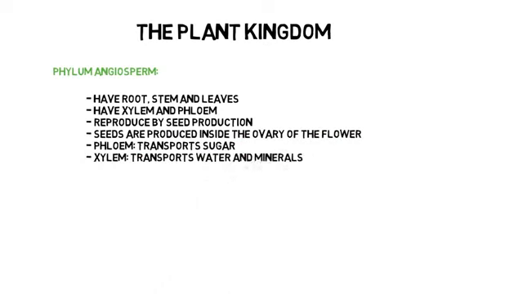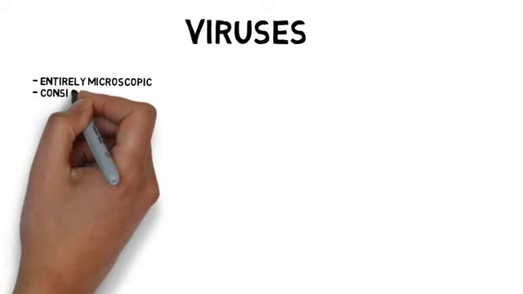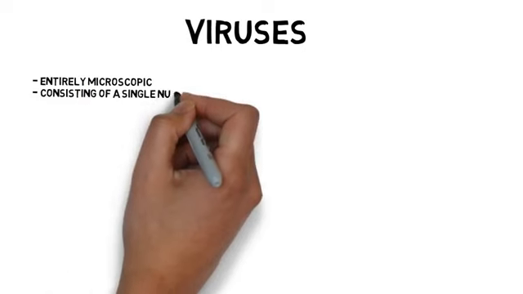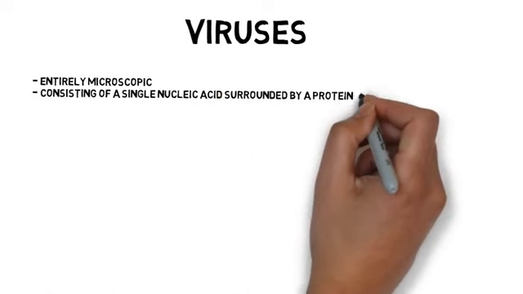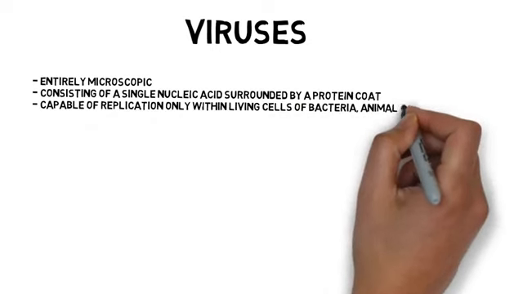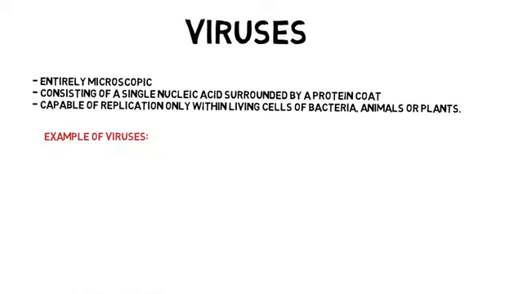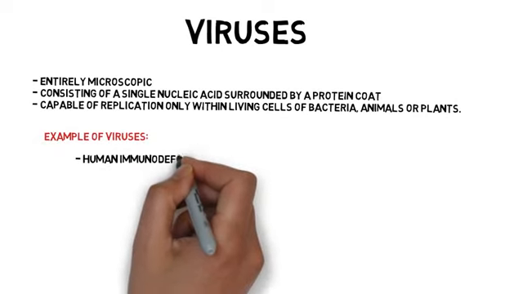Viruses are entirely microscopic, consisting of a single nucleic acid surrounded by a protein coat, and are capable of replication only within living cells of bacteria, animals, or plants. Examples of viruses are the human immunodeficiency virus and tuberculosis.